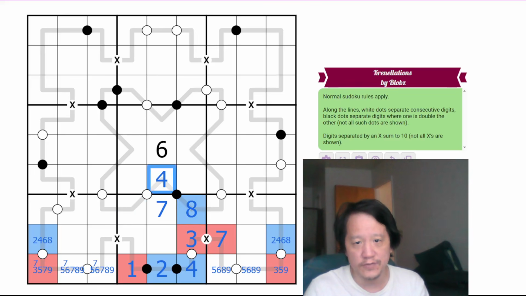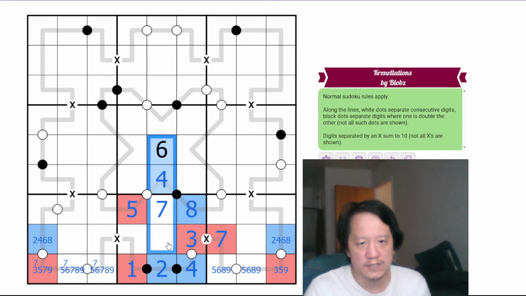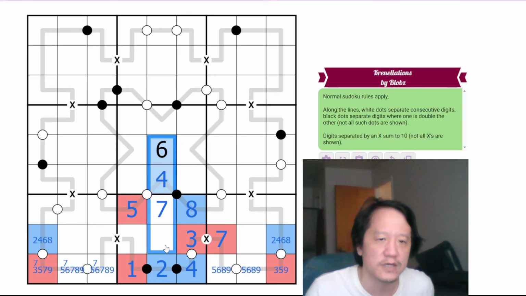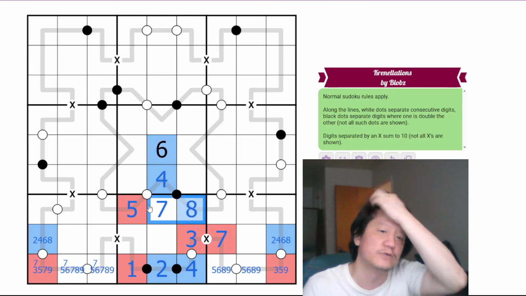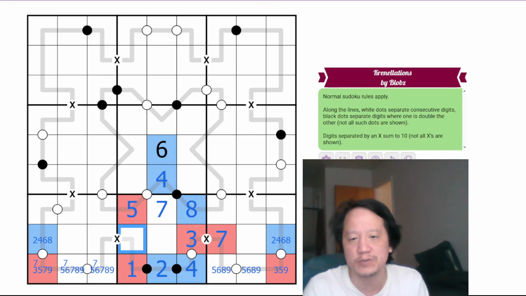4 is even here, and these are both even here, which means this must be odd to be consecutive with it. It can't be 3 because of 3 in the box, so this is a 5. 6 can't be here because of 6 in the column. Where is 6 in this lower central box? It must be here. So this is 6 and 4, adding up to 10 here. So that's 6, this is 4. That means no 4 or 6 here, no 4 or 6 here.